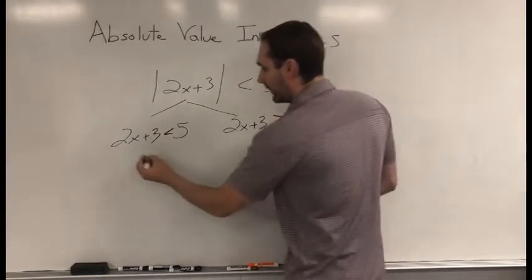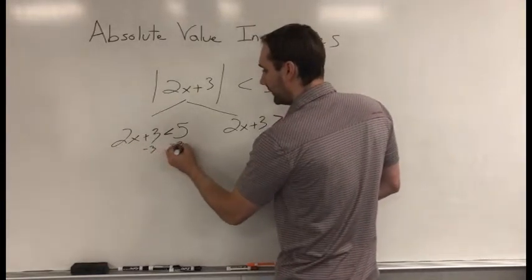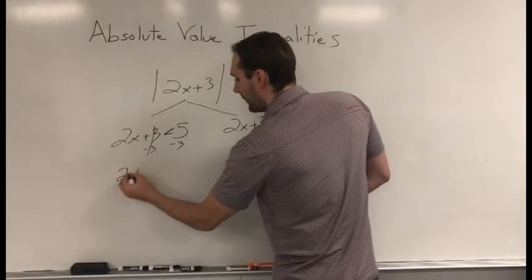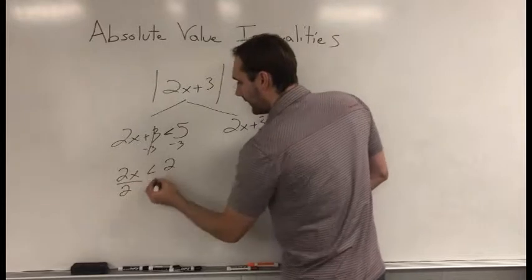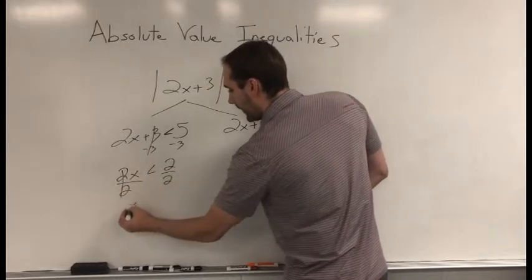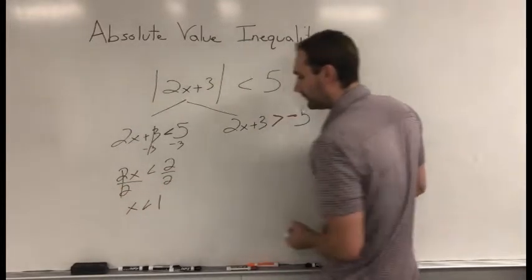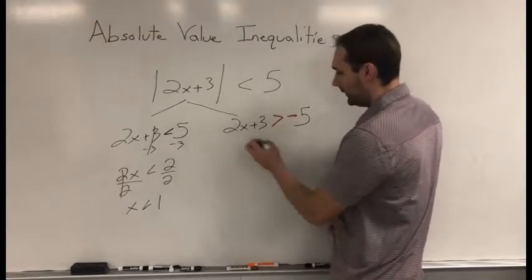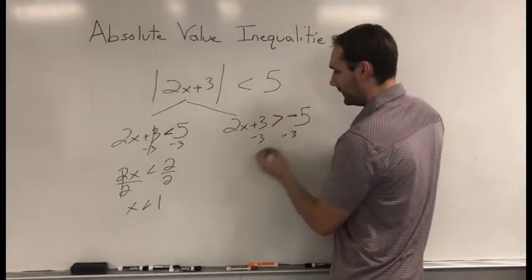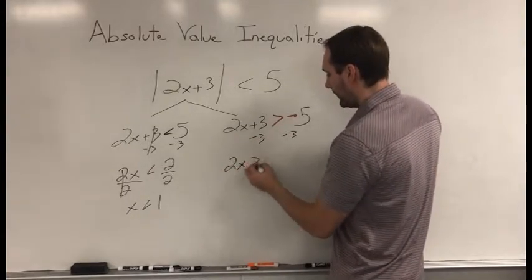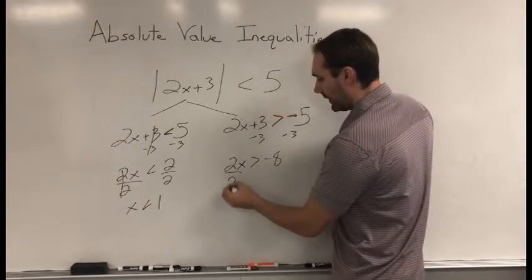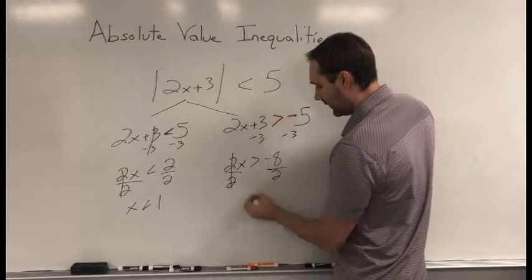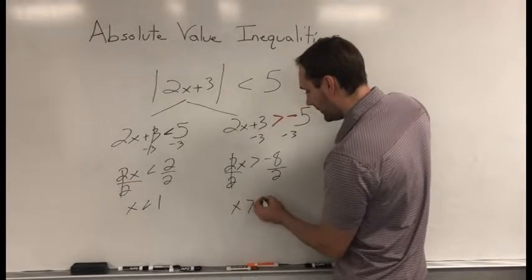So I need to solve for x. So I need to subtract 3 on both sides. 2x is less than 2. Solve for x, divide by 2 on both sides. X is less than 1. There's left. Here, subtract 3 on both sides. 2x is greater than negative 5 minus 3 is negative 8. Divide by 2 on both sides. X is greater than negative 4.